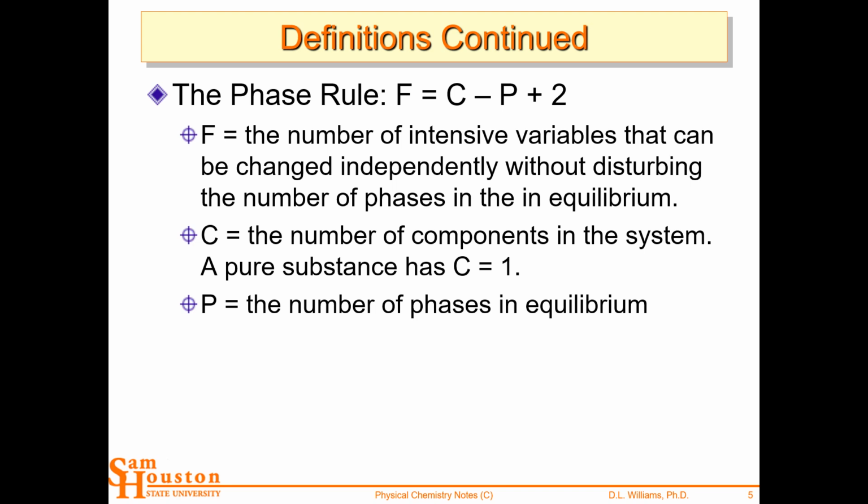Because what if we have 3 phases in equilibrium? Looking at the phase rule, we have one component, and we have 3 phases in equilibrium. We've lost our degrees of freedom, right? So you have one component, 3 phases, so that's minus 2 plus 2. And so we have 0 degrees of freedom. And what that means is that a triple point, 3 phases in equilibrium, is a defined pressure-temperature pair.